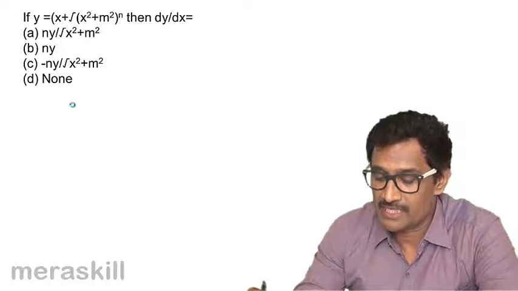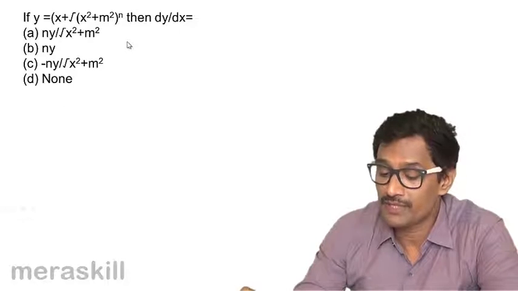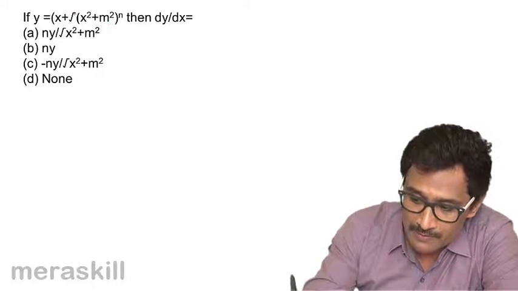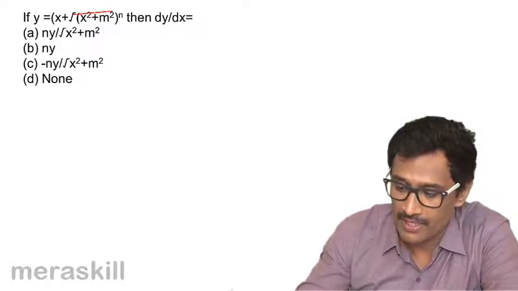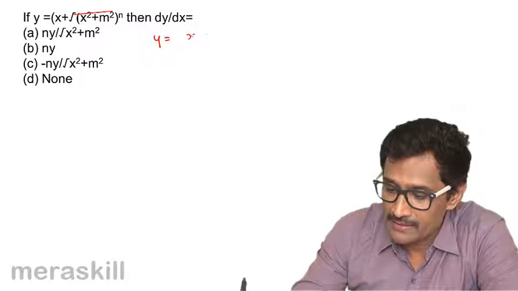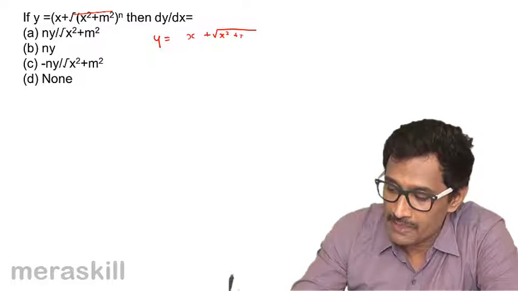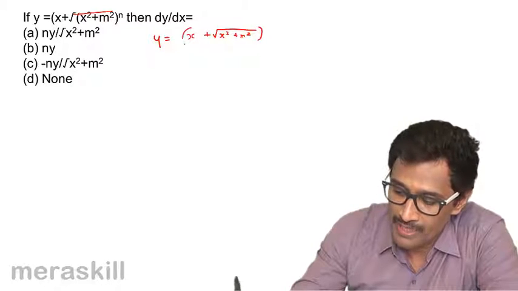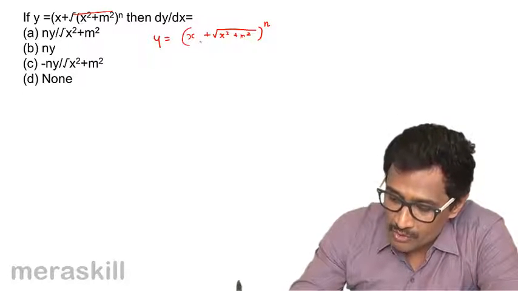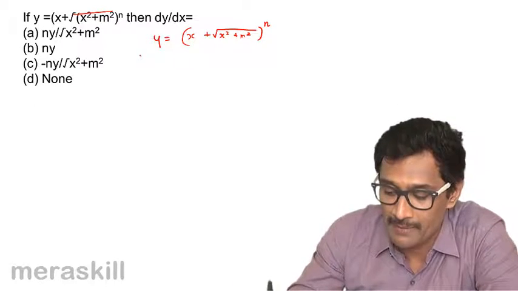Okay, now let's take up some interesting sums. Let's see how we have it over here. We have, let's make this simple, y is equal to x plus root x square plus m square, the whole raised to n. So as if this y is equal to this whole u raised to n. So we need to find dy by du first.